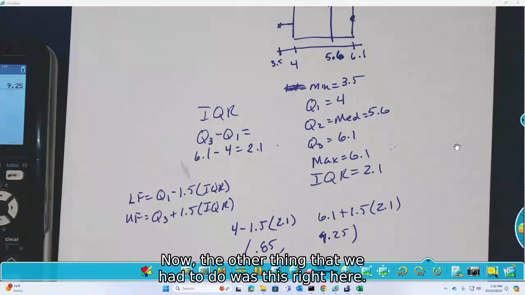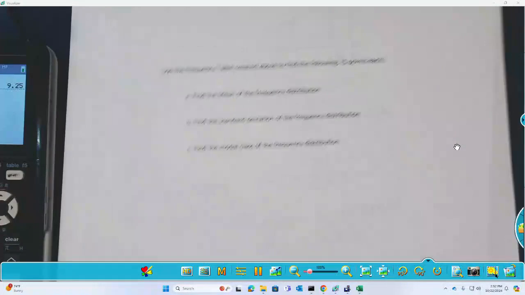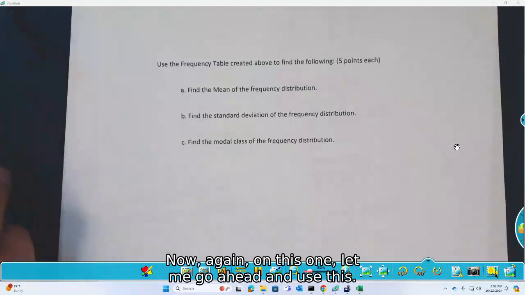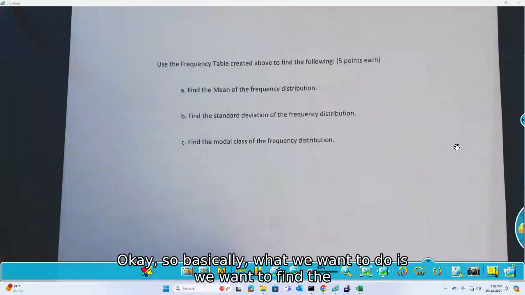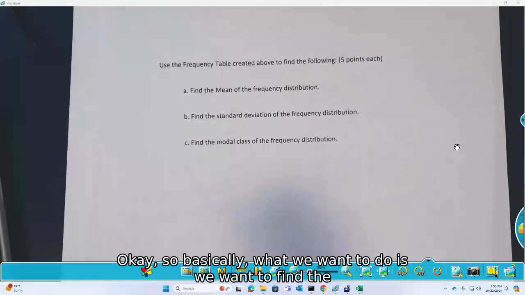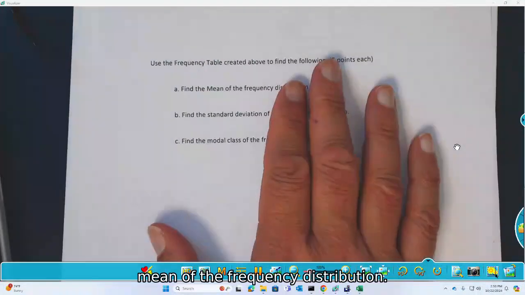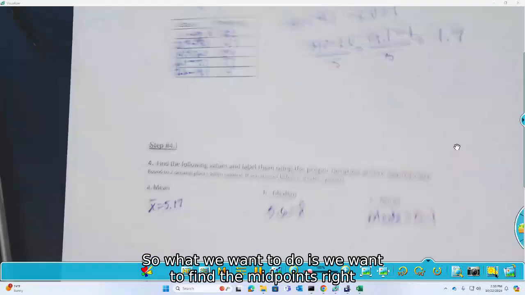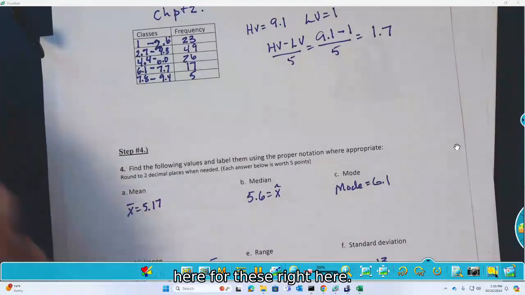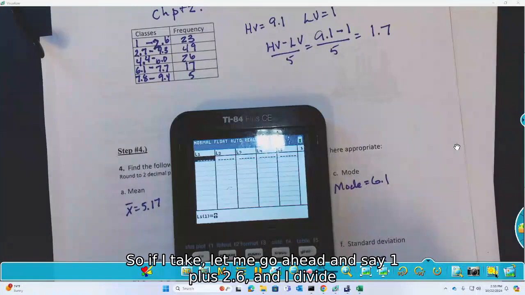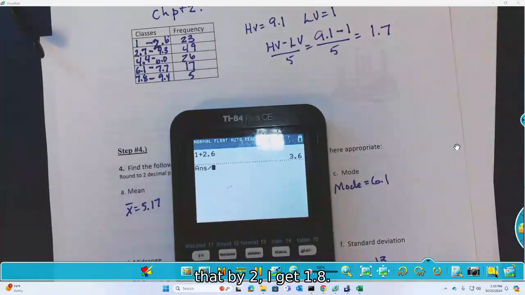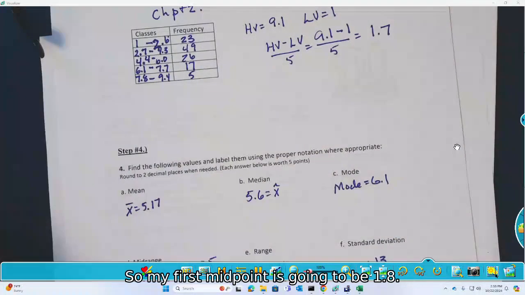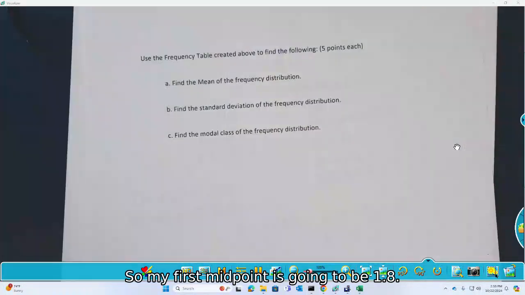Now, the other thing that we had to do was this right here. Again, on this one, let me go ahead and use this. Which calculator do I have that I have not done that? Okay, it's this one right here. Basically what we want to do is find the mean of the frequency distribution. So we want to find the midpoints for these. If I take 1 plus 2.6 and divide that by 2, I get 1.8. So my first midpoint is going to be 1.8.